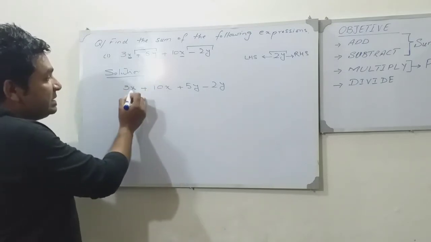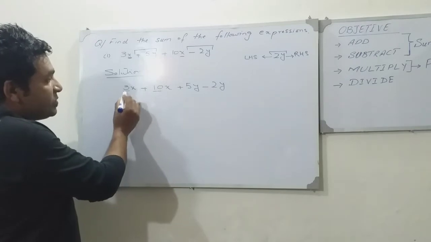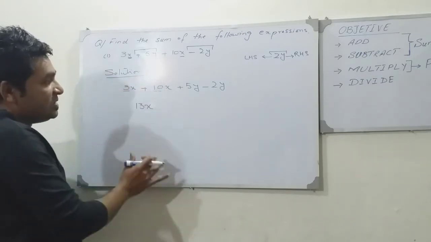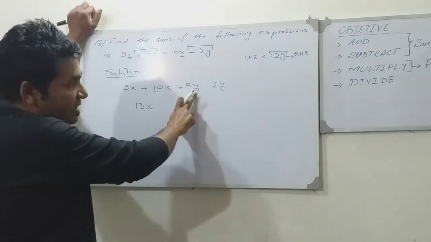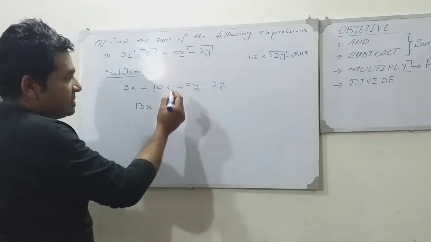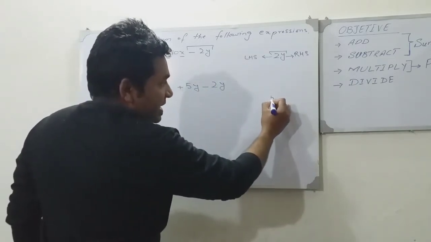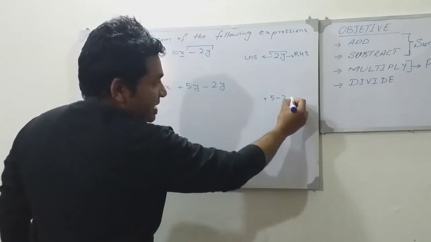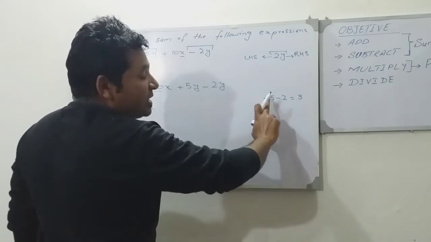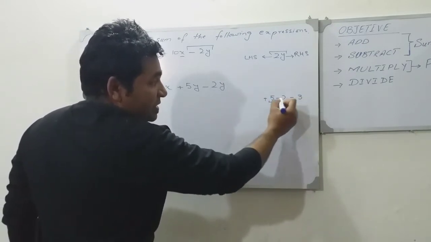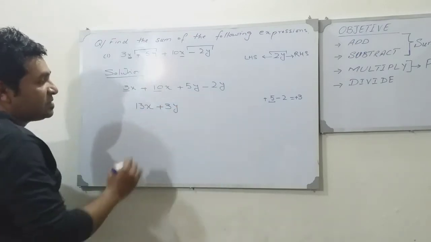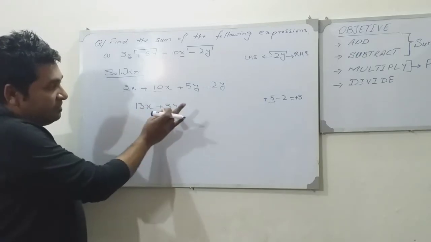Now it's very simple to add. We simply add these numbers. This is 3, this is 10. We add them and it becomes 13x. Now it is 5y and 2y, and the sign of 2 is negative, so here we are supposed to subtract. 5 minus 2 is 3, where 5 is positive and 2 is negative. And we always assign the sign of the greater, bigger number. 5 is bigger than 2, so its sign is positive, that's why it's positive 3y.